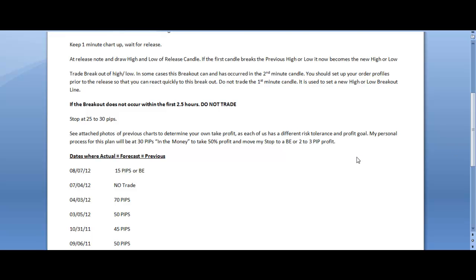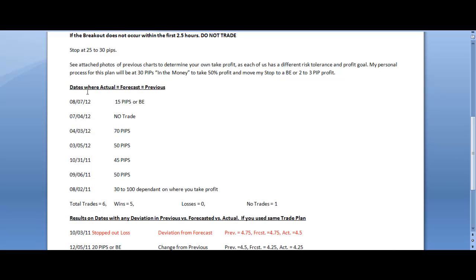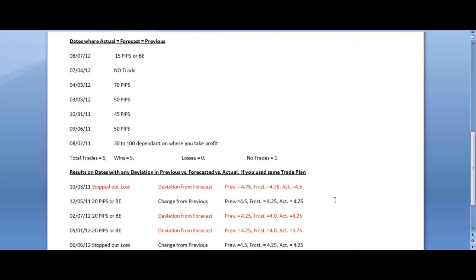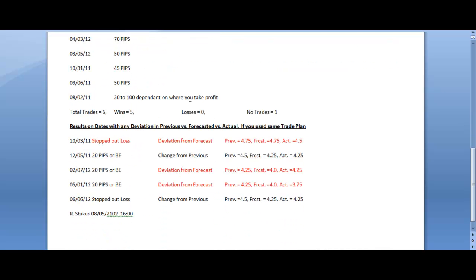Here we have some data as it relates to what has occurred in the past. August, July, April, March, October, September, August of 2011. Here we have listed the results of those trades. 6 total trades, 5 wins, 0 loss, 1 no trade. Actually, we have a break even in here now. Results on the date with any deviation. We did not trade these. When we see these deviations, this particular currency pair becomes very volatile and is very difficult to predict.